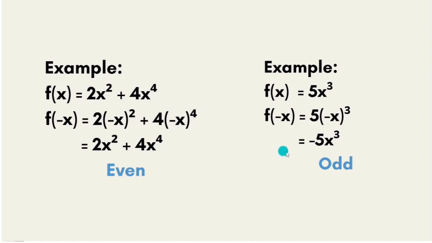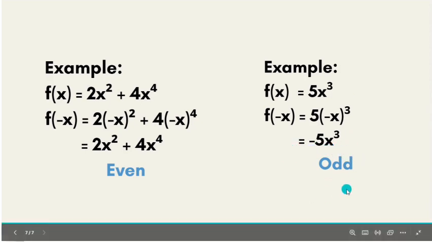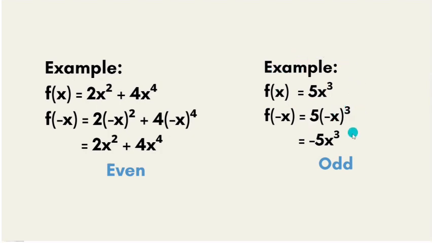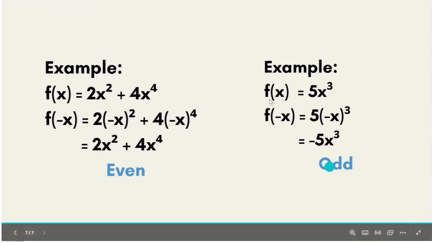So as you can see also, our original function is 5x cubed, but the answer is 5x cubed with a different sign. So it's odd. Again, our original function is 5x cubed, and then our answer is negative 5x cubed. They are the same 5x cubed, but they have different signs. So that is odd. And that ends for even and odd functions.